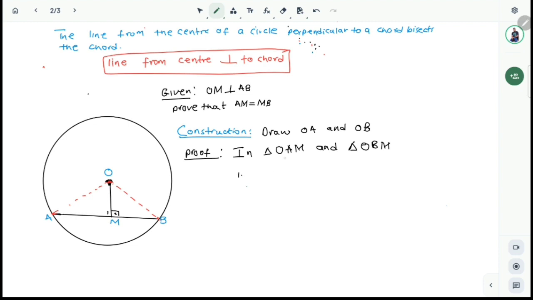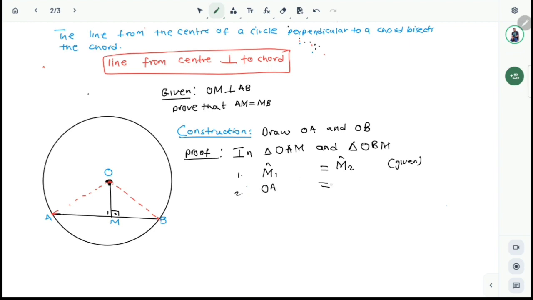As you can see, in my triangle OAM, I am given the angle M1, which is equal to 90 degrees. In my triangle OBM, I am given M2, which is also equal to 90 degrees. As a result, M1 is equal to M2, the reason being, it is given. Done.